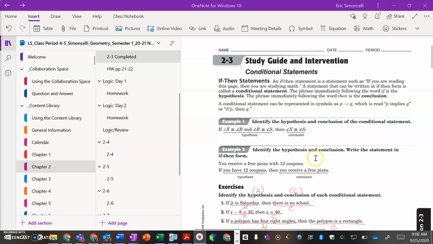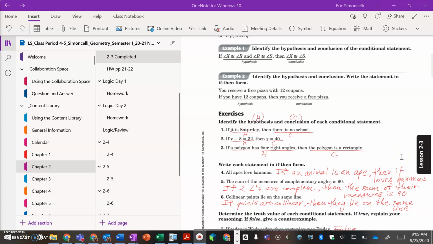Example 2. Identify the hypothesis and conclusion. Write the statement in if-then form. You receive a free pizza with 12 coupons. So if, and then the hypothesis, you have 12 coupons, then conclusion, you receive a free pizza. So this is a nice representation of rewriting the sentence here in such a way where it's nicely conveyed as an if-then statement with a hypothesis that you can clearly see here, as well as a conclusion.